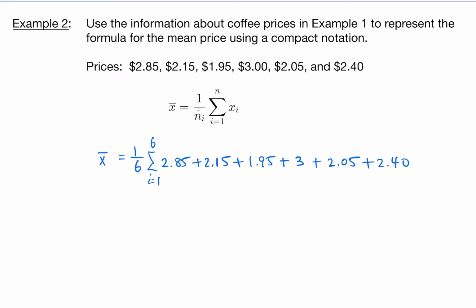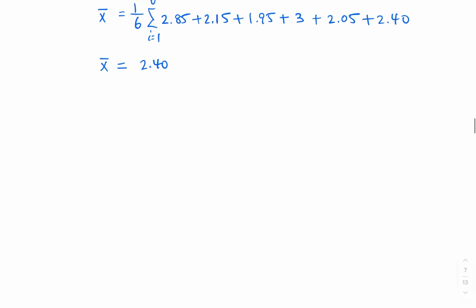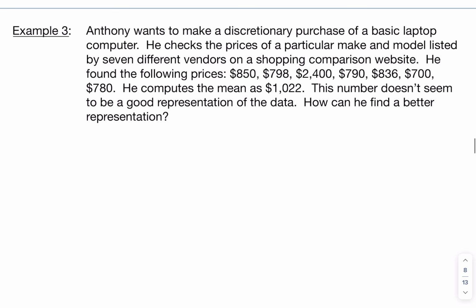And if you were to calculate all of this, add these terms up, we'd find that the average is $2.40. So the thing to note is that the sigma notation is just another way to represent all of this. All right, so let's go ahead and move on to example 3.